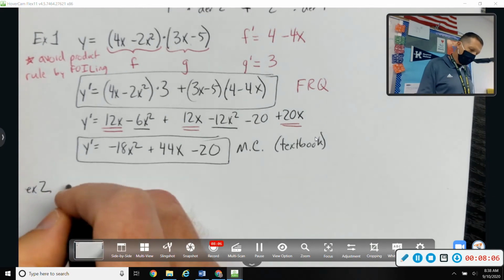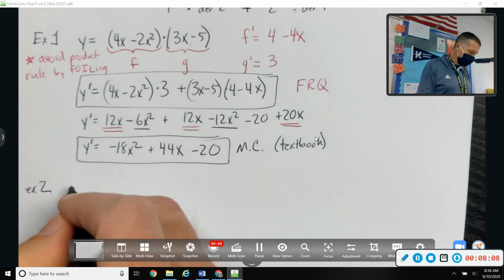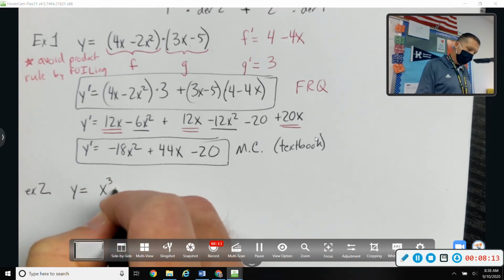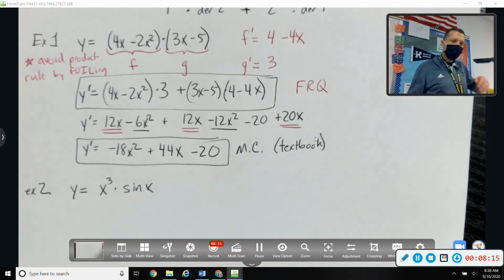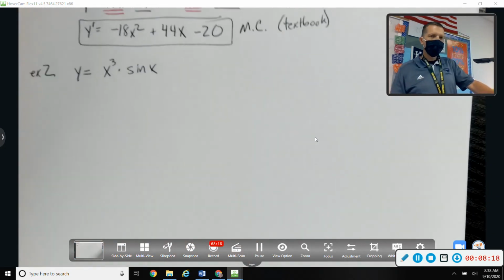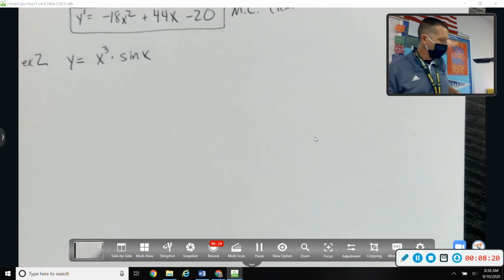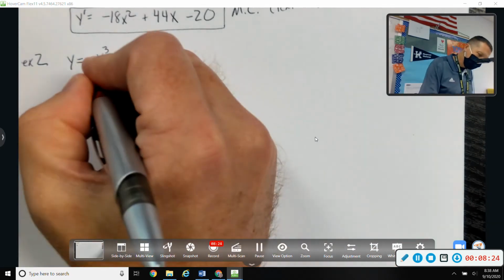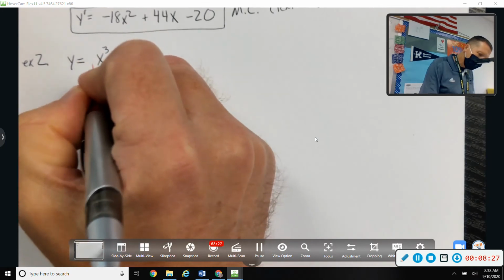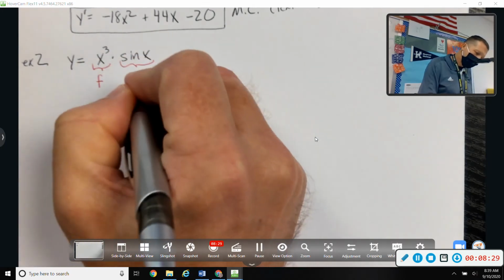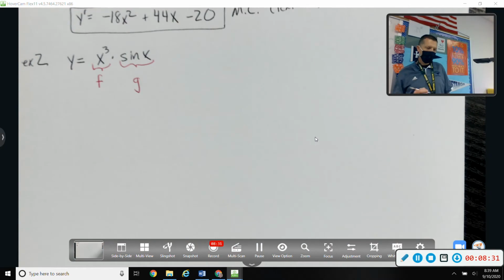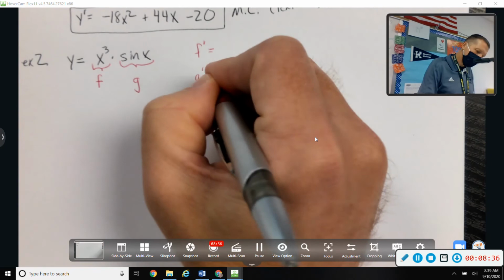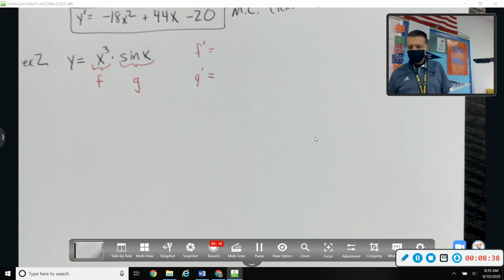Now, some we can force you into the product rule with things like this. y equals x cubed times sine of x. So again, let's make the first piece of the function f and the second piece g. And then out to the side, we'll find f prime and g prime.